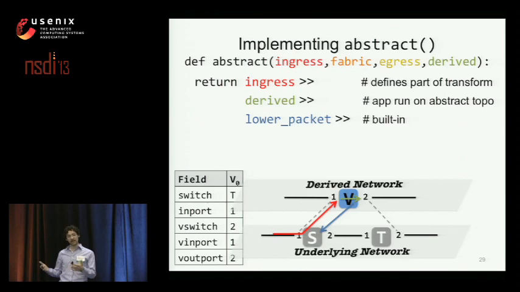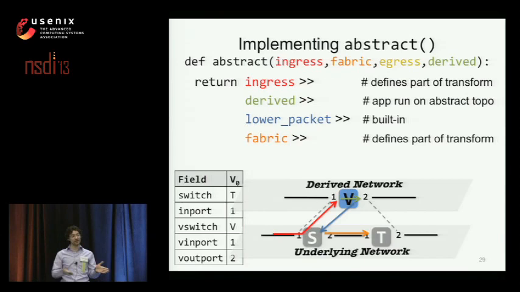We next apply a built-in function, lower packet, which is going to pop off the topmost location values, which correspond to location in V, and push them to virtual equivalence, moving our packet back down into the underlying network, where our fabric policy can then use both to route the packet across to node T and out the egress.